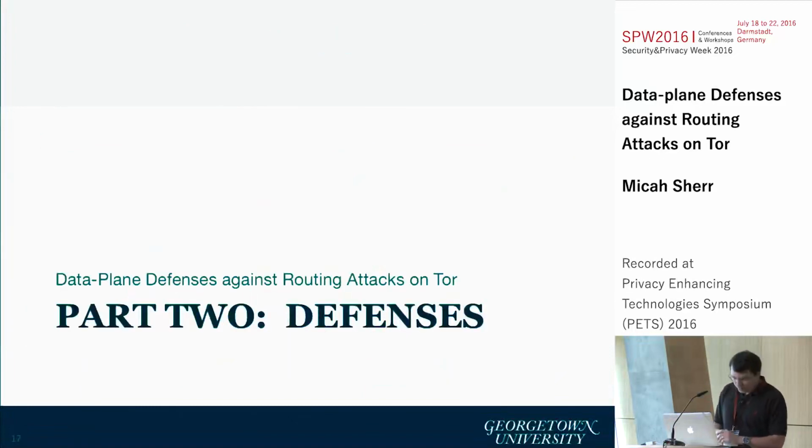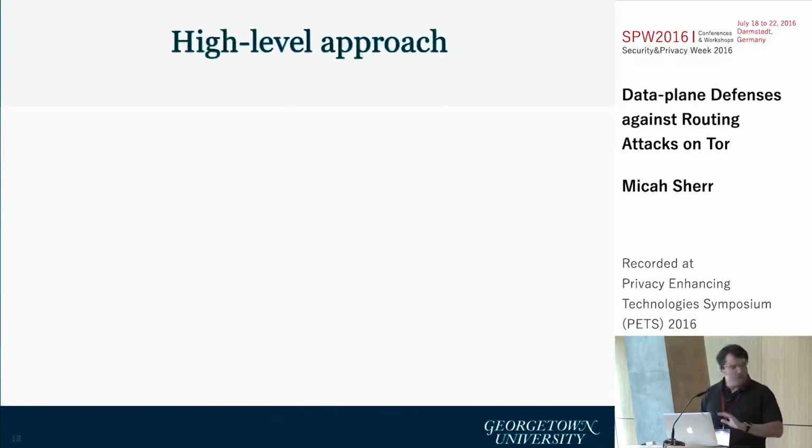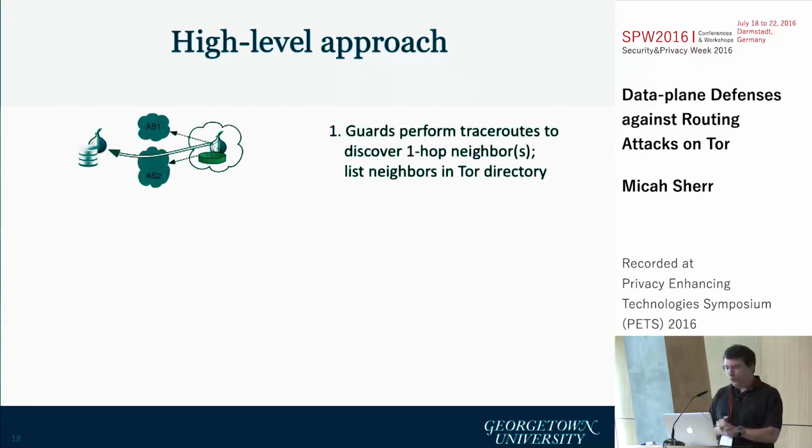So the second half of our paper is to look at defenses. What can Tor do about this, if it cares to do anything about it? And the high-level approach is as follows. Guards are going to use traceroutes, and traceroutes, I know, are vulnerable, and I'll talk about this vulnerability in a bit.